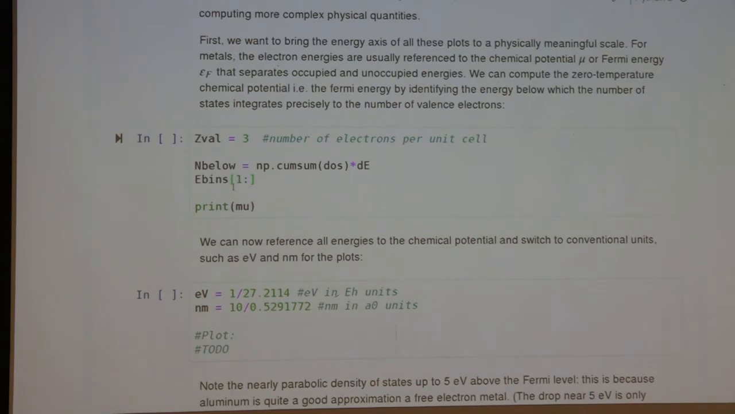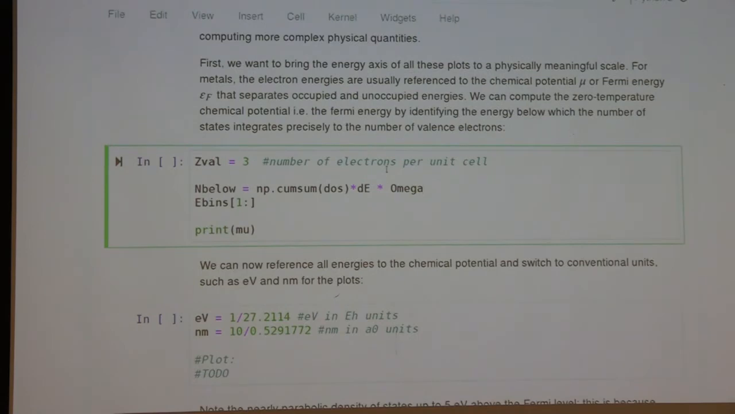Right. So I've just written that statement there. What I need to do now is figure out for which value of E bins n below is going to be equal to z val. Right. So I need to invert this. I need to find that value of E bins for which the corresponding n below equals z. Oh, one more thing. The density of states was per unit volume. So to get it per unit cell, I should multiply by the unit cell volume again.